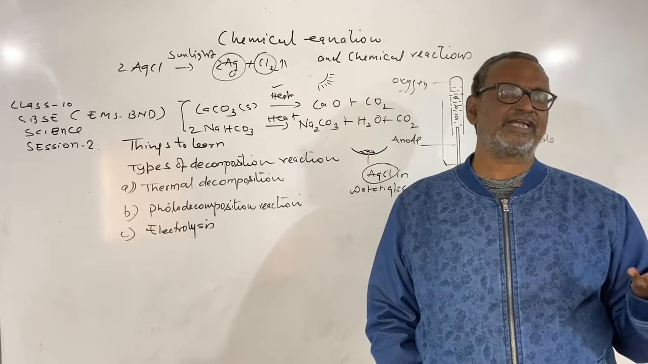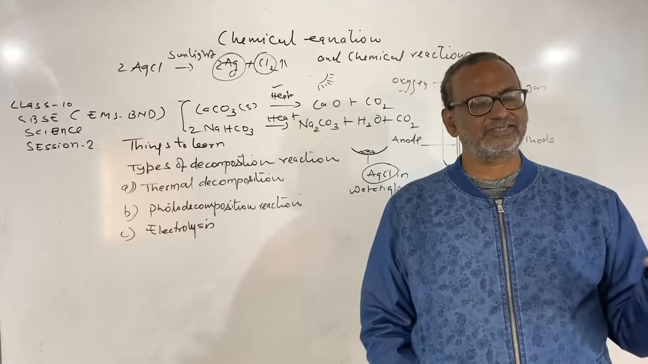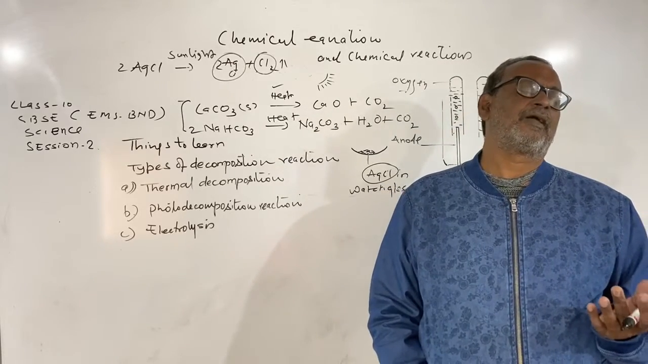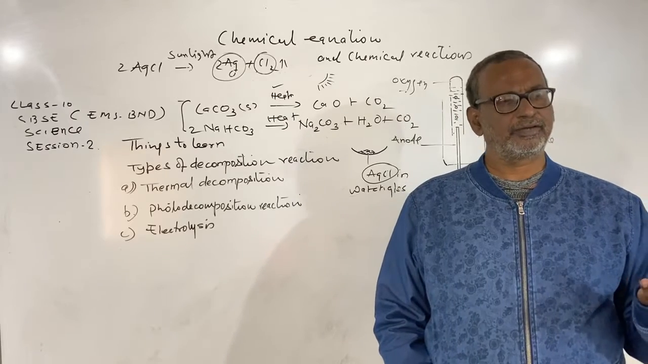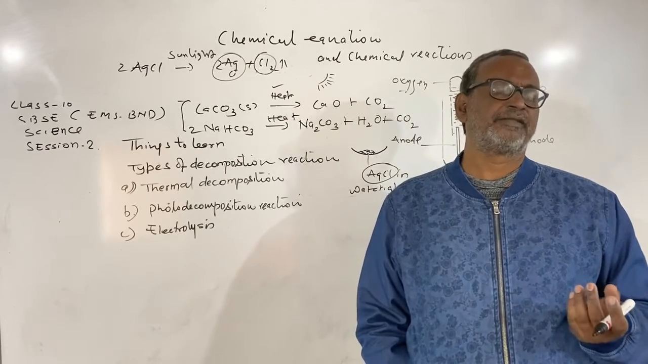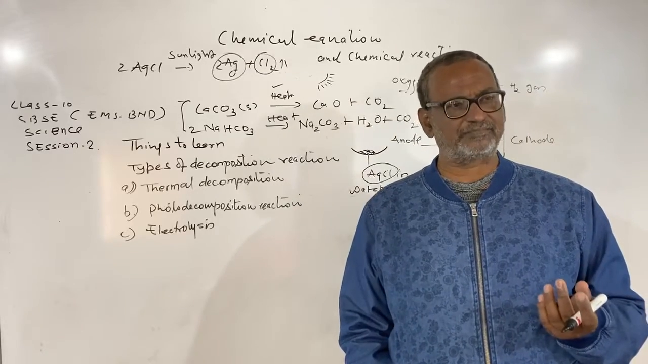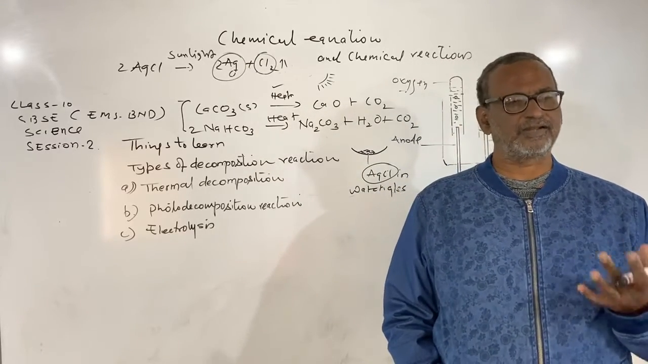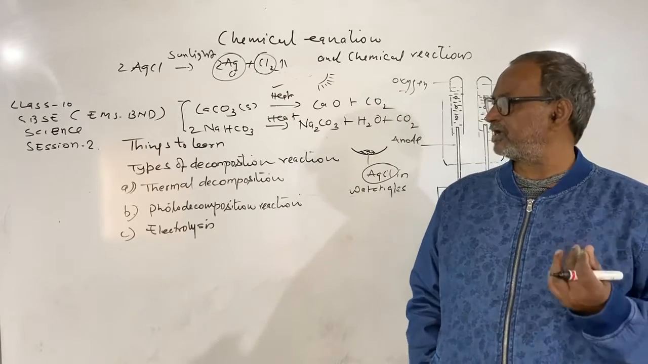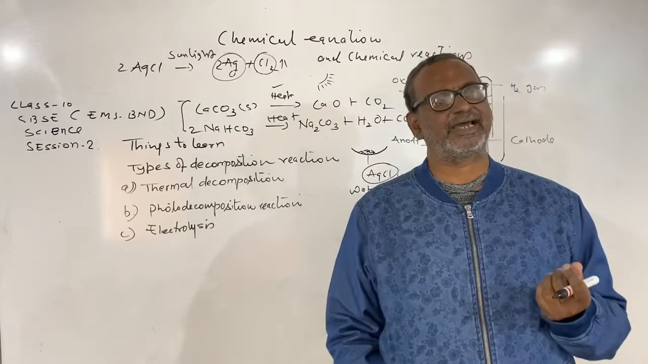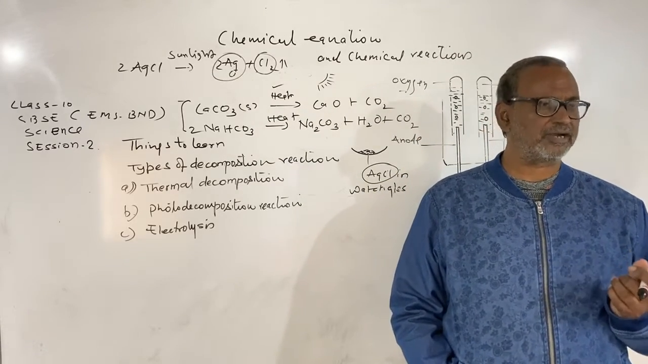The silver halide in the photofilm is exposed, that is, it is decomposed, and the photofilm is said to be exposed. Now, in a dark room, this photofilm is developed and it is converted into a negative. So photodecomposition reaction of the silver halide is used in black and white photography.